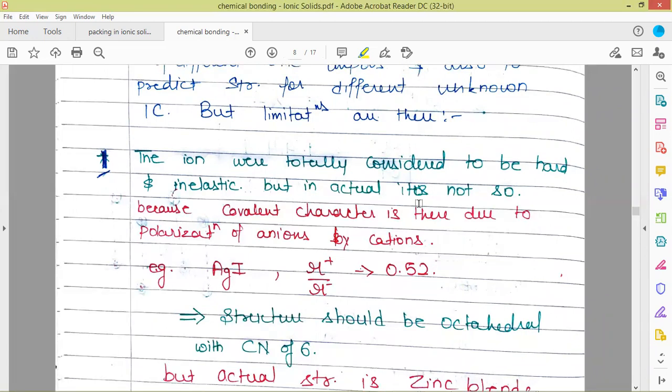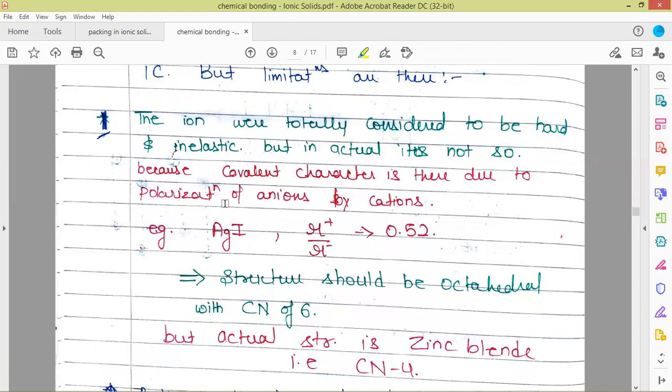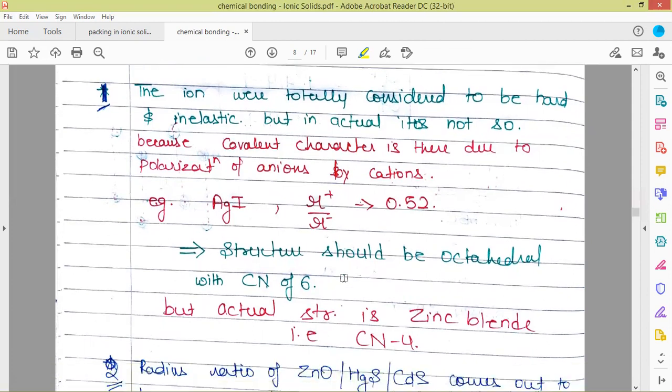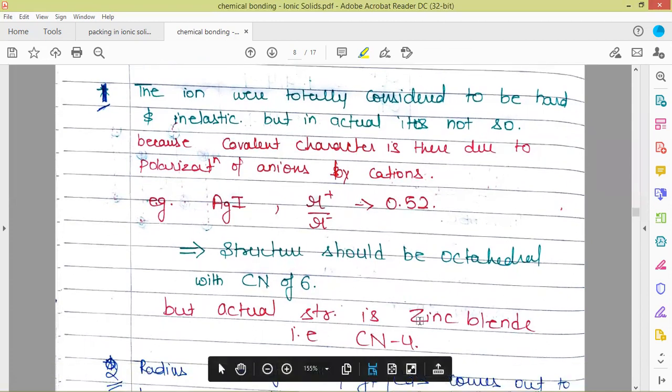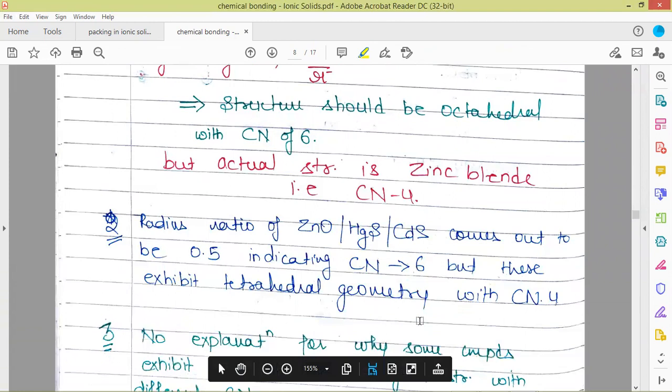So structure. This is one of the examples: silver iodide has a radius ratio of 0.52. So according to this, the coordination number should be 6 and the arrangement of ions should be octahedral. But actually it occupies the zinc blende structure with coordination number of 4.